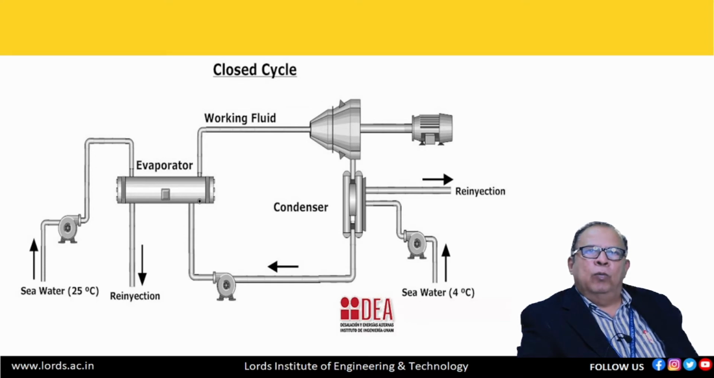Again, it is transferred using a pump into the evaporator, and then in the evaporator this ammonia will be vaporized and go to the turbine again, and this cycle will be repeated. This is a closed cycle OTEC power plant.